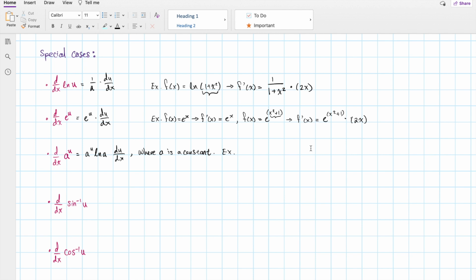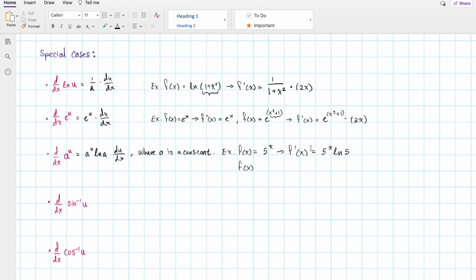Alright, let's go down to a to the power of u. Remember that a is a constant, so let's take an example of f of x is equal to 5 to the power of x. That means that the derivative of that is going to be 5 to the x ln of 5 times the derivative of that x, which is just 1.